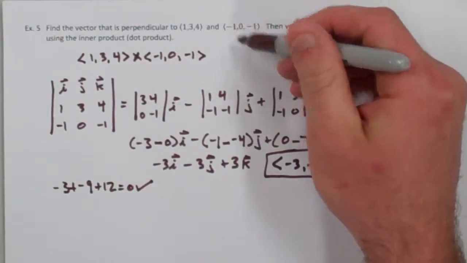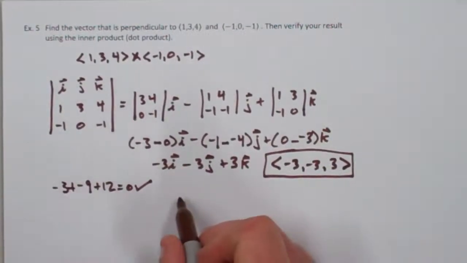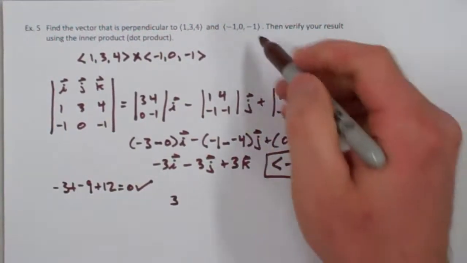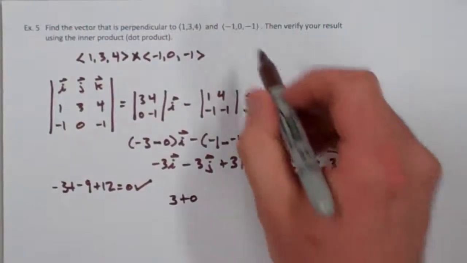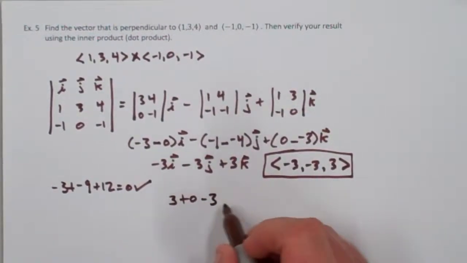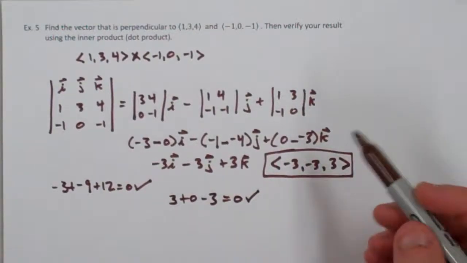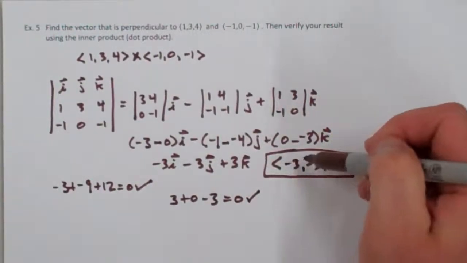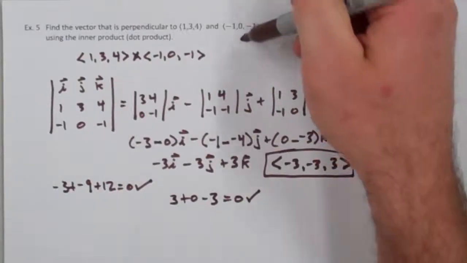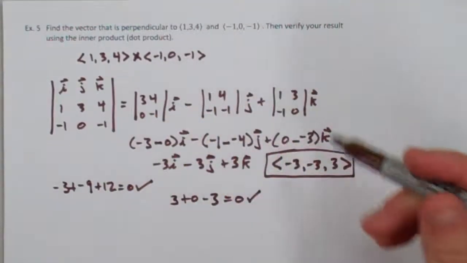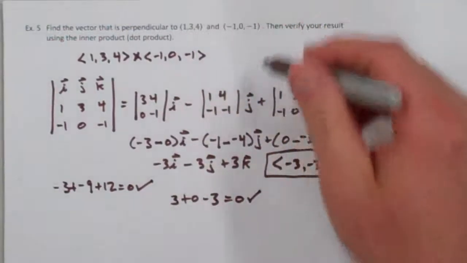So we'll do this one, negative 1 times negative 3. That's 3. And then we've got negative 3 times 0, so that's 0, and then 3 times negative 1, which is negative 3. So when you add that up, that's good too. And again, all we're doing is finding the dot product between our new vector and then each one of the old vectors. These two don't necessarily have to be perpendicular, but this new vector will be perpendicular to each one.